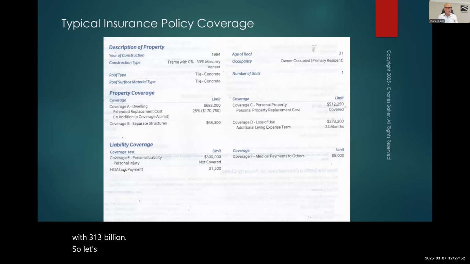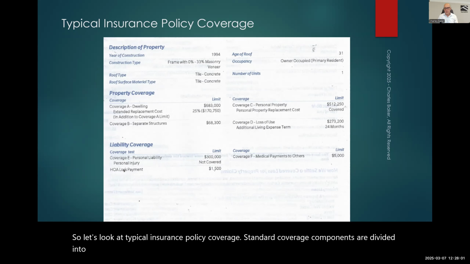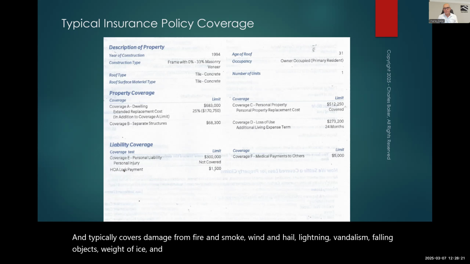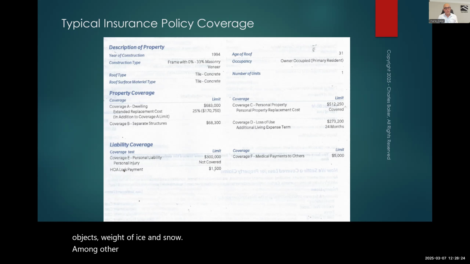So let's look at typical insurance policy coverage. Standard coverage components are divided into several categories. Number one, dwelling coverage, or coverage A. This protects the main structure of your house and typically covers damage from fire and smoke, wind and hail, lightning, vandalism, falling objects, weight of ice and snow, among other things. And it's usually recommended to insure for 100% of replacement or rebuilding cost. Now, in California, it's important to note that earthquake damage is not included.